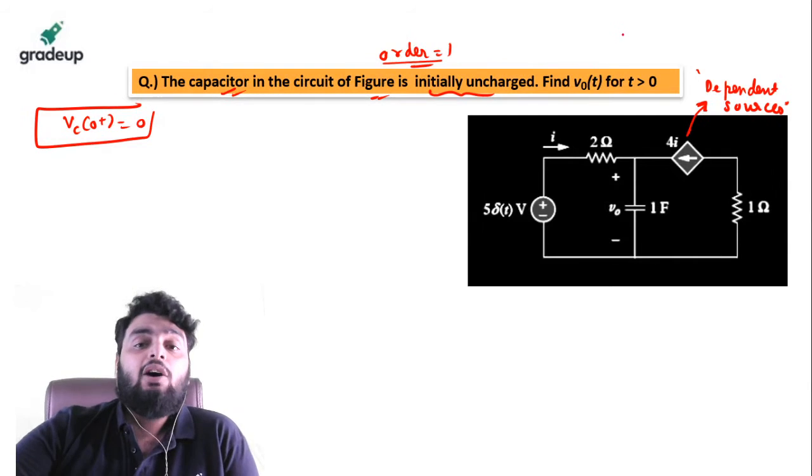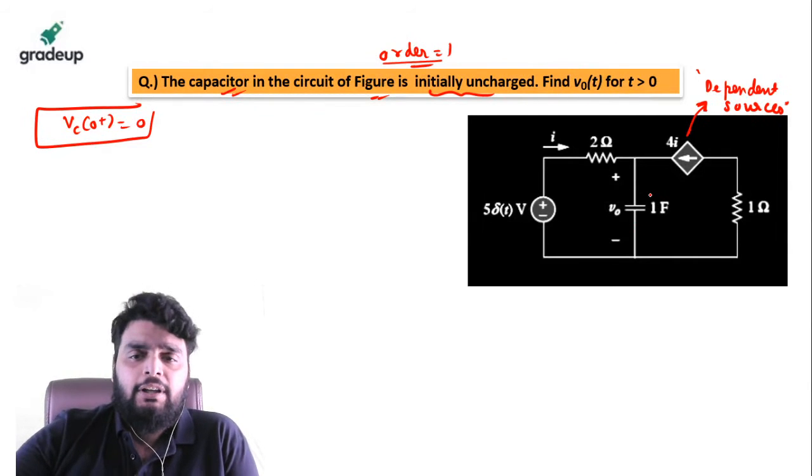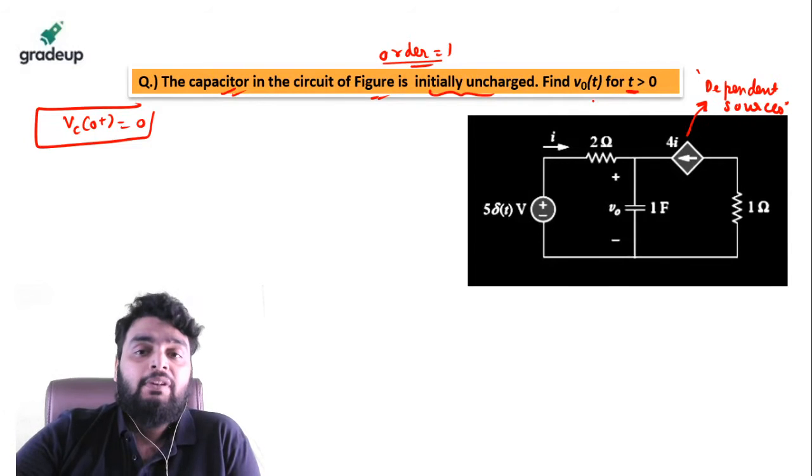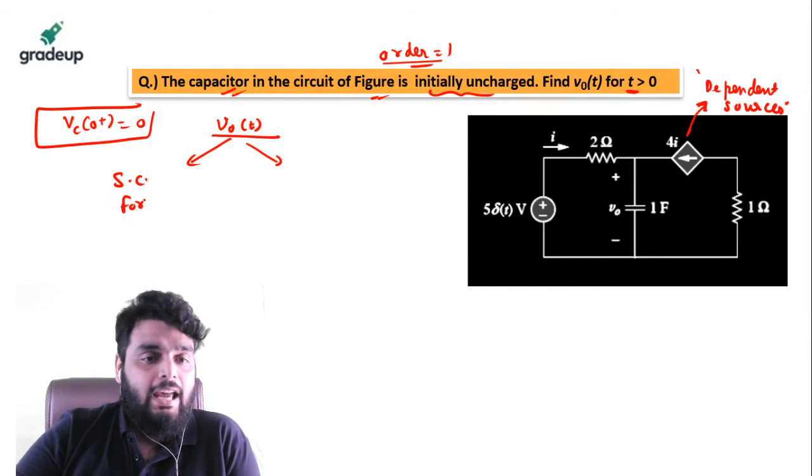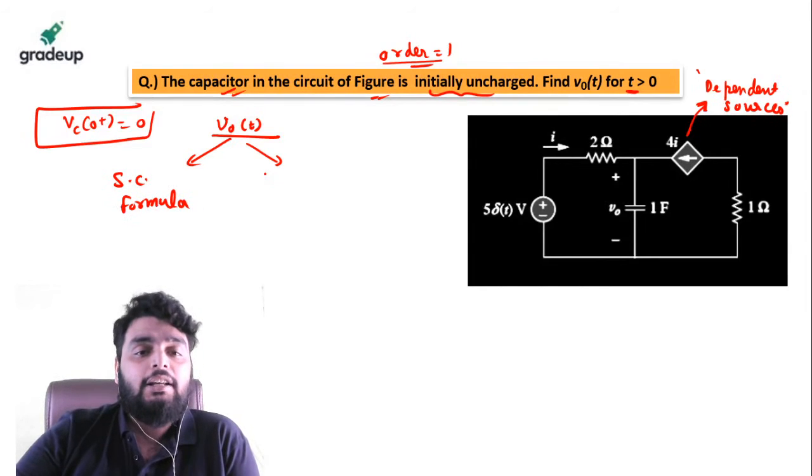Now I want to find out the voltage V naught T, which is across the capacitor, for T greater than 0. Now to find out the equation of voltage for a general time, I have two methods. First method is to use the shortcut formula. And the second method is to use the Laplace transformation.